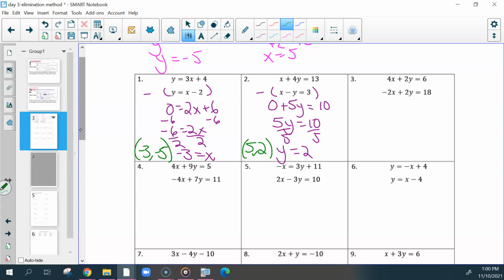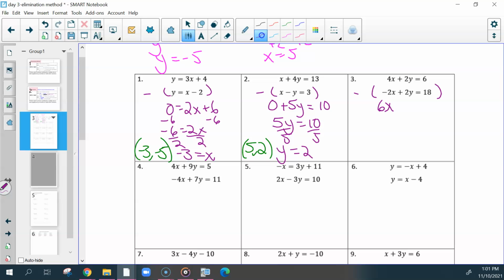Anyway, for number 3, these are again lined up. The only difference is we actually had coefficients for the other one, so you can see them now. Which of these have the same coefficient, x or y? Y. So that's what we're going to eliminate, our y's. These are both positive, so I can subtract one of the equations from the other. 4x minus a negative 2x is going to become a plus, so 6x.